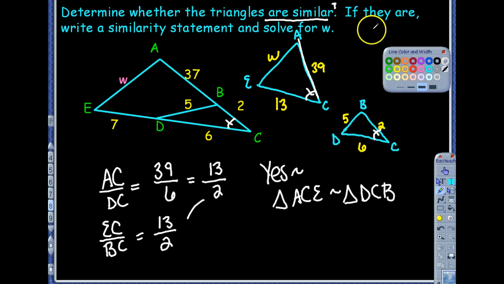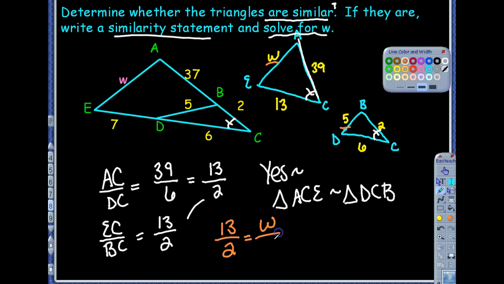Now, if they are similar, we're supposed to write the similarity statement and solve for W. Now we know that they're similar, which means we can set up a proportion, because all the corresponding sides will be proportional. We've already stated two ratios, and they both simplify down to 13 to 2. That's our scale factor, essentially. The 13 goes along with the larger triangle, so I'm going to say equals W over 5, since those two sides correspond as well. You could have said EC over BC and EA over BD, or you can always use your scale factor there too.